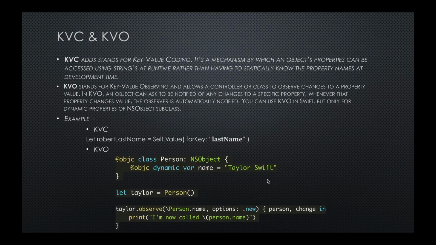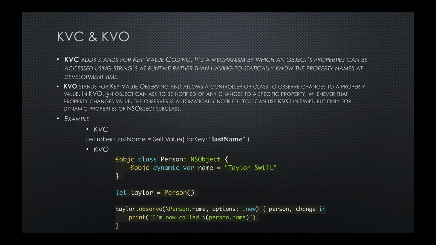Okay, KVC and KVO. KVC stands for key value coding. It's very simple actually. You just provide your key and it will return the value. That's KVC. Here is the example: let lastName = robert.value(forKey: "lastName"). Our dictionary uses KVC too, like object for key. So that is actually KVC. Based on the key you get the value, and that's key value coding. It's like a mapping.